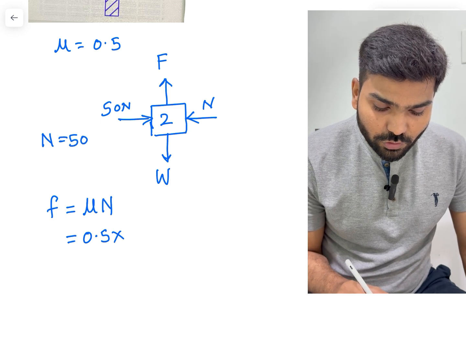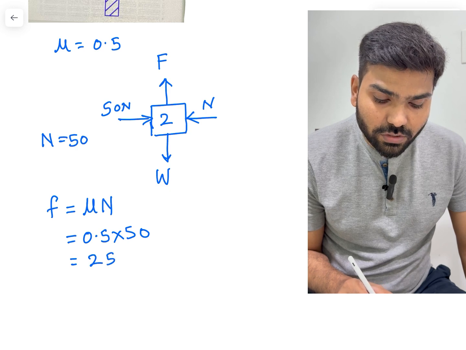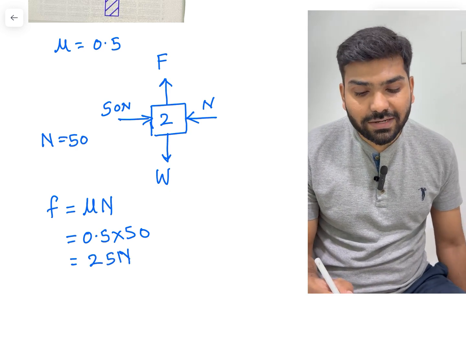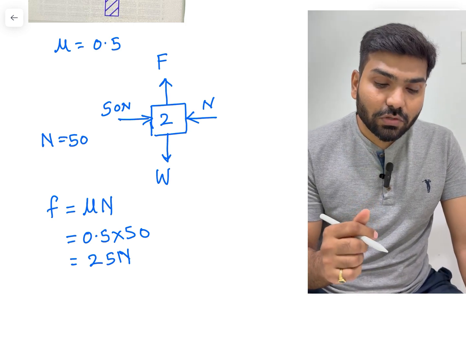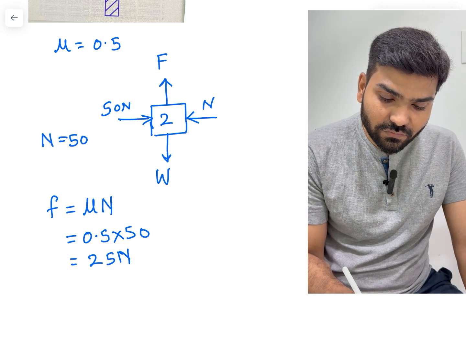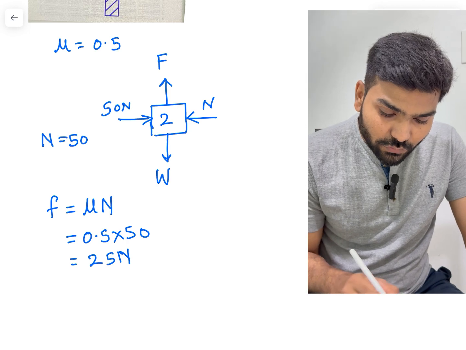So 0.5 into 50, which is half of 50, which is 25 Newton. Now, friction force is more. So what we can consider is, if we are applying the force in the upward direction, the friction force will be acting in the downward direction. So let us consider the friction force over here, which is small f. Now this friction force is 25 Newton.